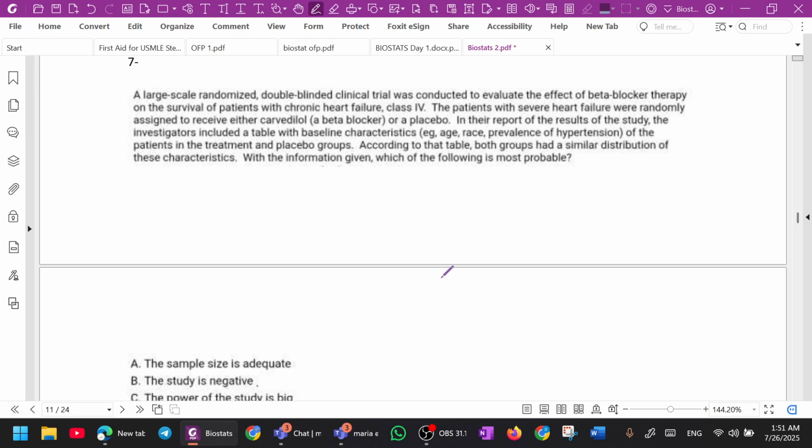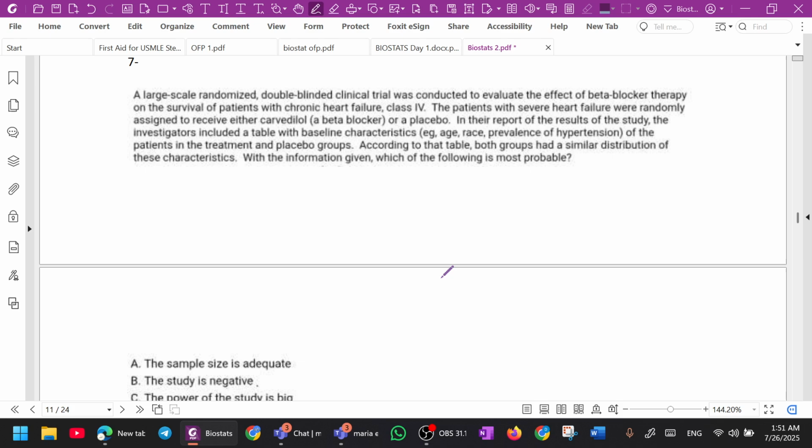Are they asking the p-value, the power? No. According to the table, both groups have similar distribution of these characteristics. I don't know actually.